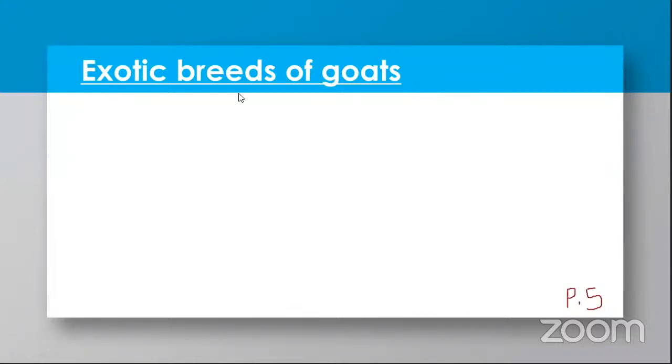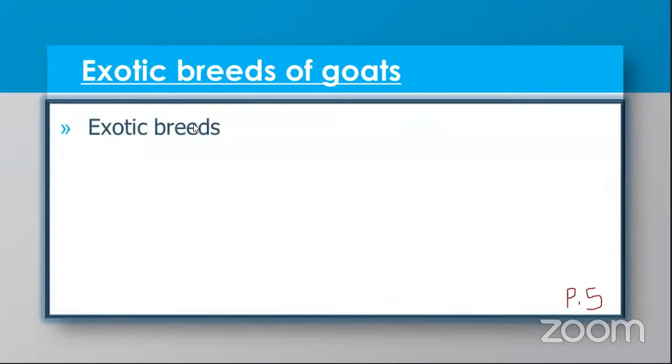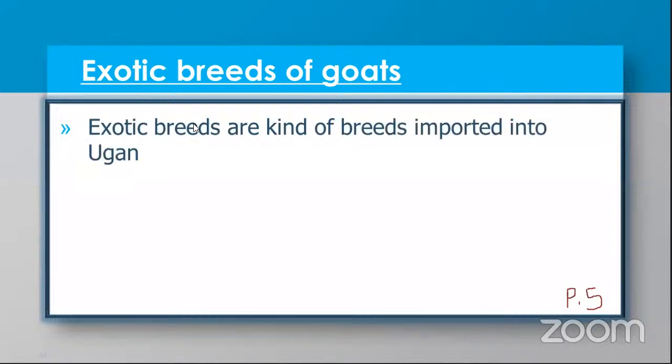So when we talk about exotic breeds, they are breeds imported into Uganda from outside the country or from other countries. Now, members, it is imported into Uganda and other East African countries. So we shouldn't say when I bring from Kenya to Uganda, because Kenya also has these local breeds that we have. But once they get exotic breeds, they can get them from another continent.